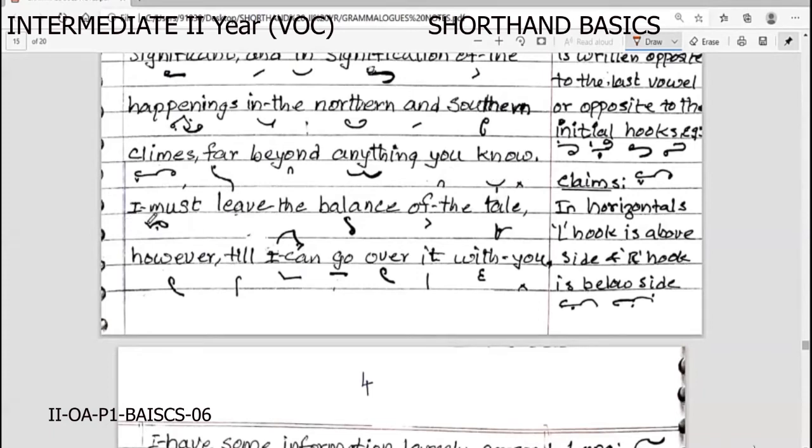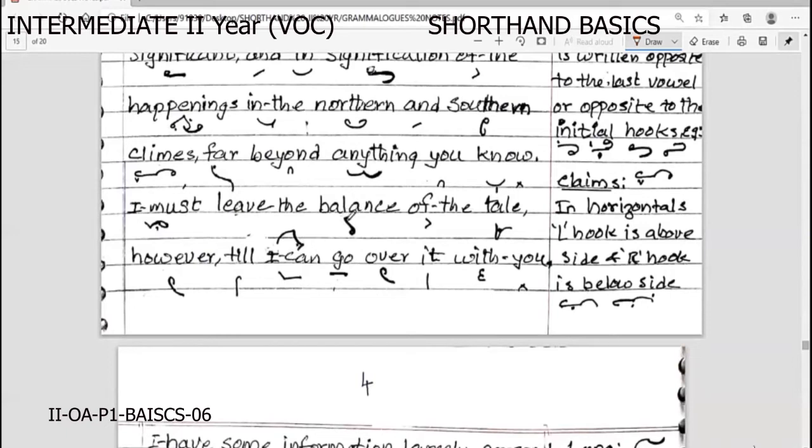I must. One tick of I, MST. Before KML I said one tick of I. So I must. Then leave. L, E. So L through the line, E vowel and V. And tick the. How is tick the written? It is written in the opposite direction, one small tick.